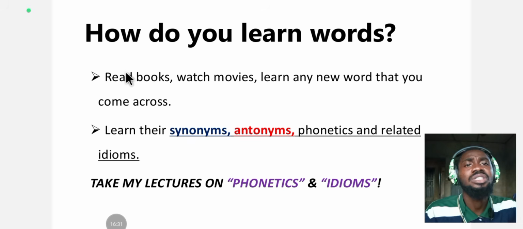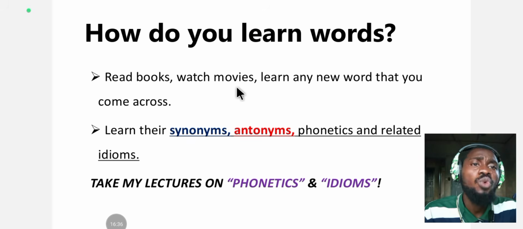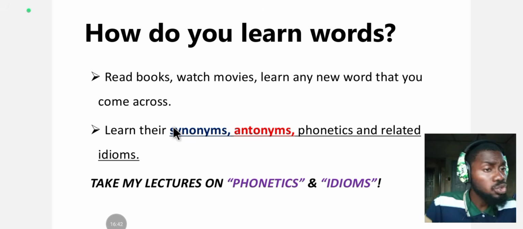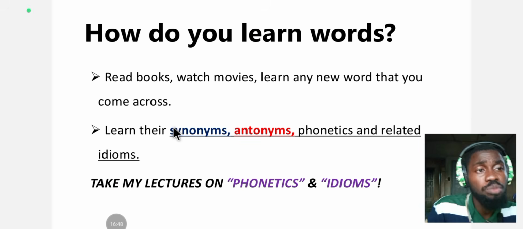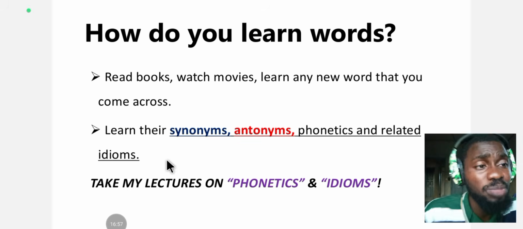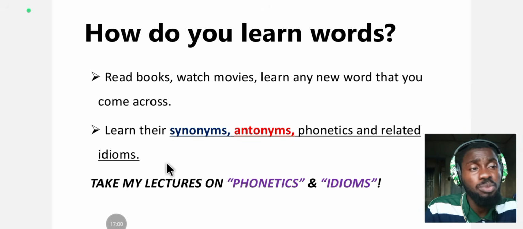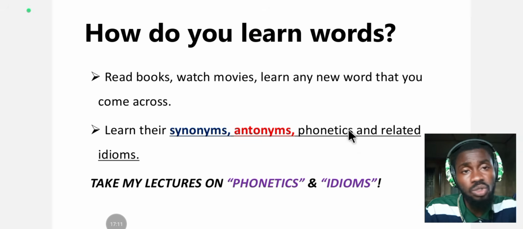Okay, so this says, how do you learn words? Just the same way. Okay, read books, watch movies. Learn any new word that you come across, not only in books, not only in movies. When you are on the comment section in social media, you can also learn words. I've learned a lot of words from the comment section in social media. So learn from the comment section. You have lots of smart people and brainiacs there, and they always express themselves. They always express their knowledge there, their views there. So any words you see there, look it up on the internet. Google, AI, learn.